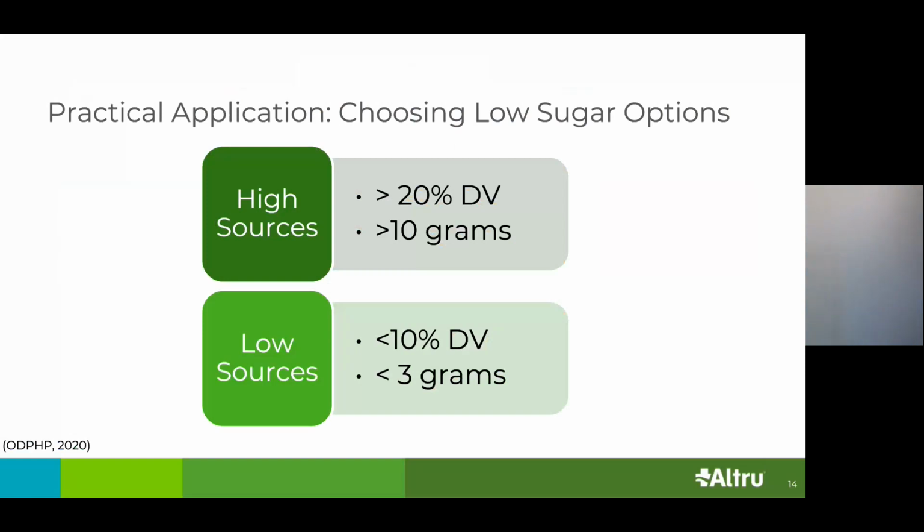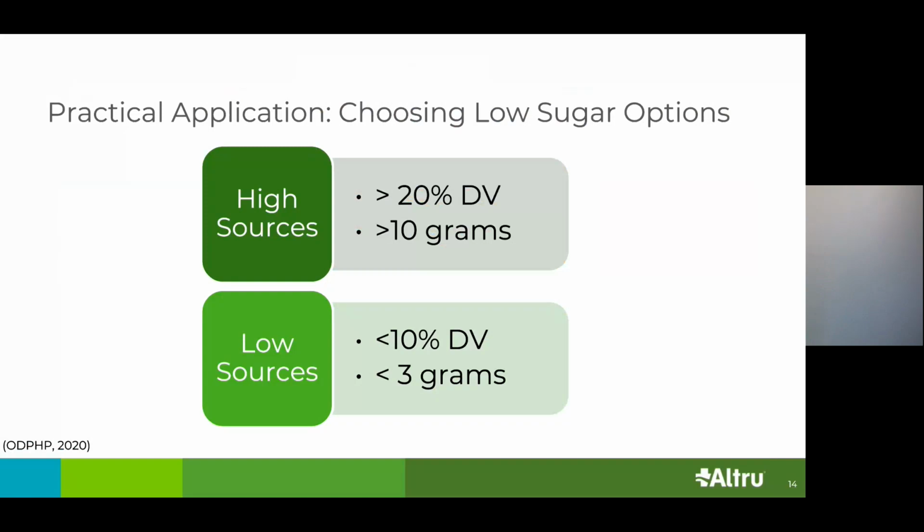Okay, so how do we choose lower sugar options? So based on the FDA, they say that high sources of food containing sugar would contain about 20% or more of your daily value. So this would equate to about 10 grams or more of sugar for someone following that 2,000 calorie diet. Food is considered low source of a nutrient such as sugar if it contains less than 10% of the daily value, or about less than 3 grams.